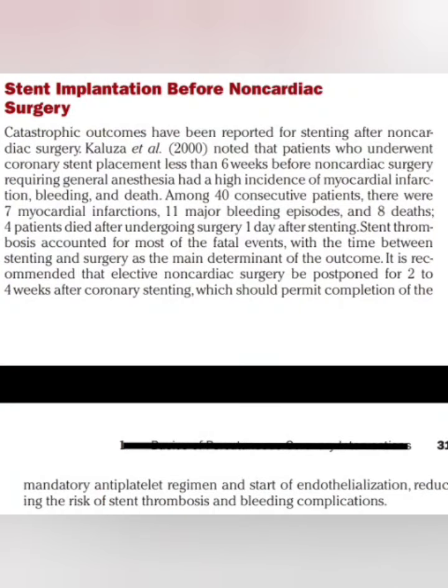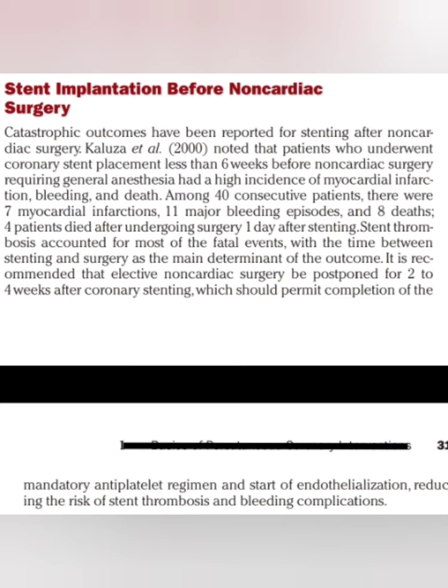Stent implantation before non-cardiac surgery. Catastrophic outcomes have been reported for stenting before non-cardiac surgery. Galuza et al. noted that patients who underwent coronary stent placement less than 6 weeks before non-cardiac surgery requiring general anesthesia had a high incidence of myocardial infarction, bleeding, and death. Among 40 consecutive patients, there were 7 myocardial infarctions, 11 major bleeding episodes, and 8 deaths. 4 patients died after undergoing surgery 1 day after stenting.